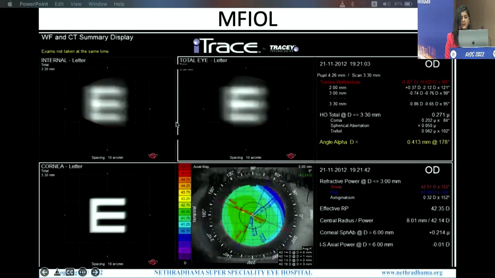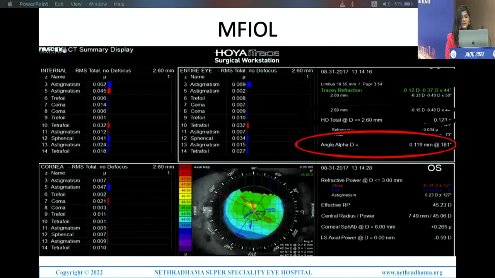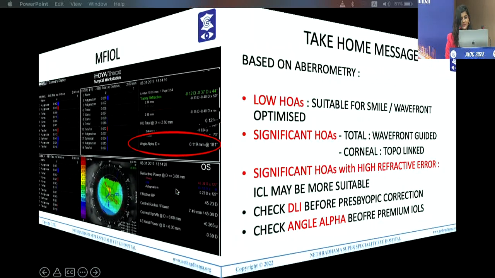This is a borderline patient where the angle alpha is just 0.4, but still the patient is having high internal aberrations. This means that they're looking through the diffraction rings rather than the center of the lens. This is a multifocal patient with angle alpha 0.1, and here you see that the higher order aberrations are minimal. So this is a happy patient post multifocal IOLs.